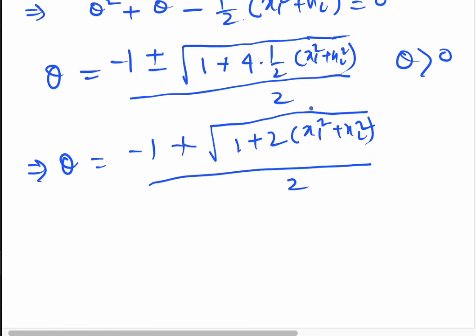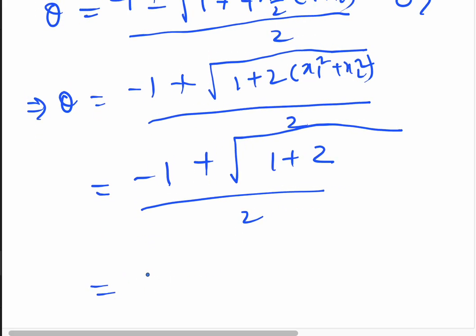Now put the value of x1 and x2. x1 is 1 and x2 is 0. So we put that: minus 1 plus root over of 1 plus 2 by 2. So that means minus 1 plus root 3 by 2. So that is the answer. That is the maximum likelihood estimate, if I observe the random variable 0 to 1 from a normally distributed random variable with mean 0 and variance theta.